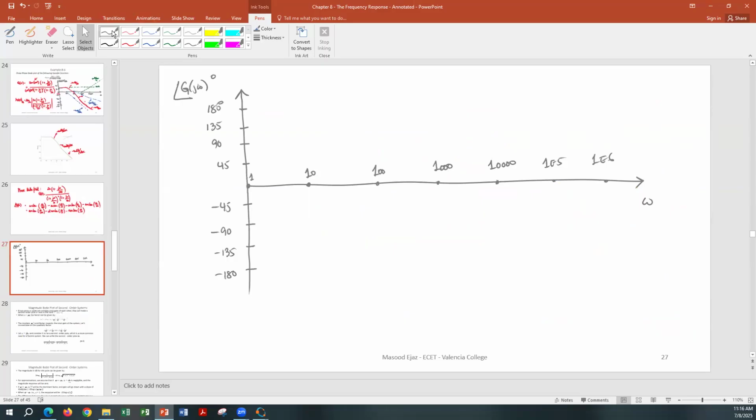So 1000 is our omega naught for the zero. Until 100, 1/10 of 1000, it's 0. At 10,000 and more than 10,000, let's see here, it's 90 degrees. And at 1000, it is going to be 45 degrees. This slope is 45 degrees per decade. This is 90 degrees.